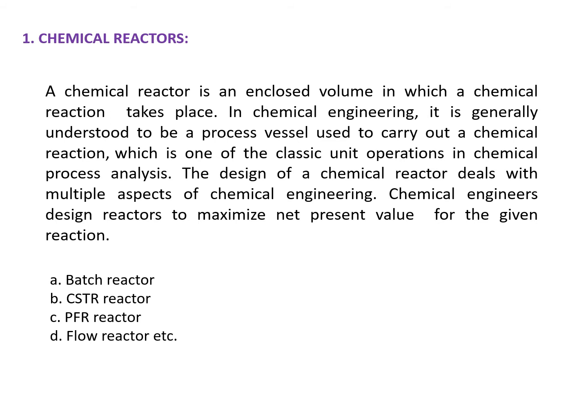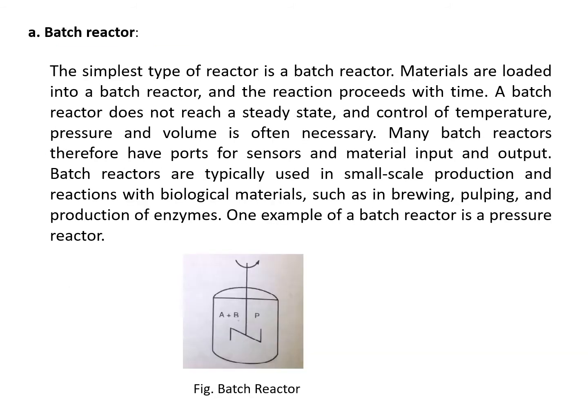So in the design of chemical reactors, we have to consider parameters such as operating conditions, production rate, mode of operation, heat and mass transfer effects, and material of construction and cost. Firstly, we'll discuss the basics of chemical reactors, that is, the basics of the batch reactor, CSTR, PFR or flow reactors, etc. Firstly, we'll discuss the batch reactor.